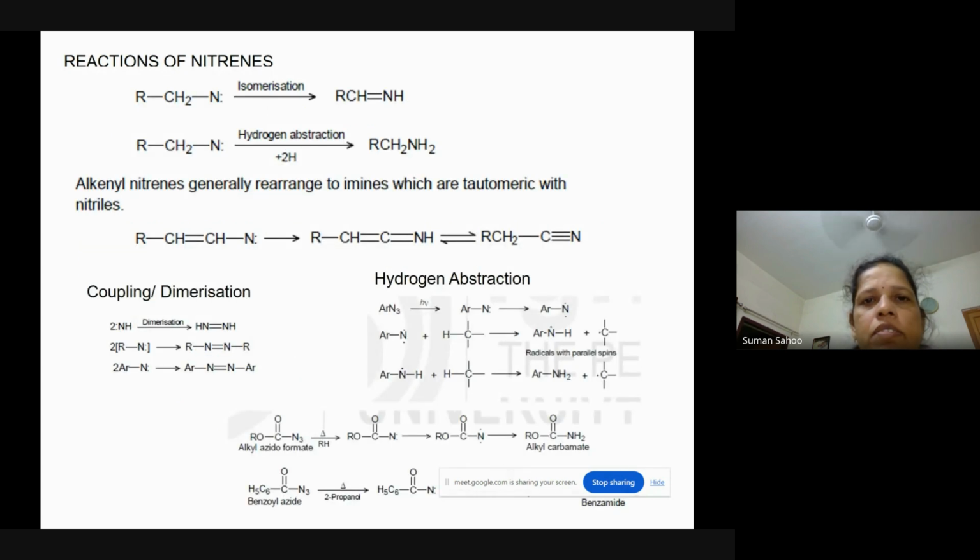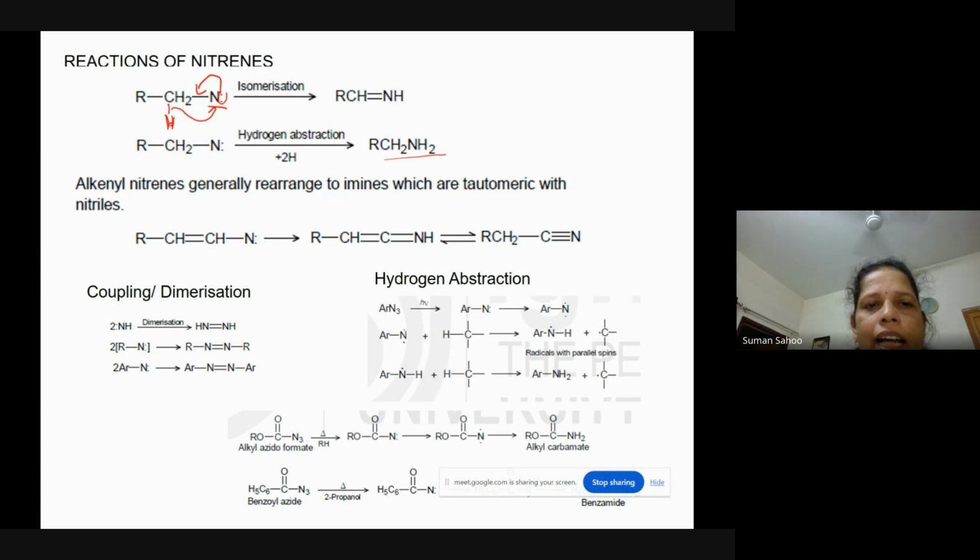So reactions of nitrenes. The first reaction is your isomerization reaction. As you can see, this hydrogen is being removed by this one to give you an imine, and also by hydrogen abstraction from any other medium. Okay, if we have any other medium or any alcohol or anything that would abstract hydrogen from it, it gives you an amine. This is imine and this is amine.